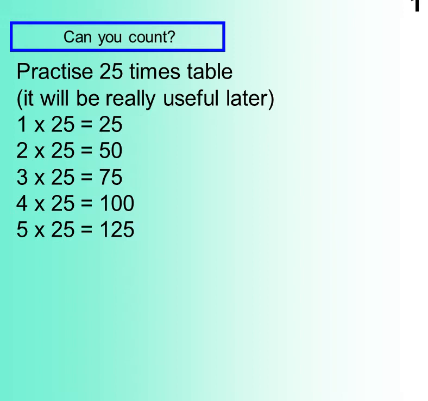To begin with, we're going to practice our 25 times table. Now, we don't do this often in class, so I've started you off. It'll be really useful later in this lesson. 1 times 25 is 25. 2 times 25 is 50. 3 times 25 is 75. 4 times 25 is 100.